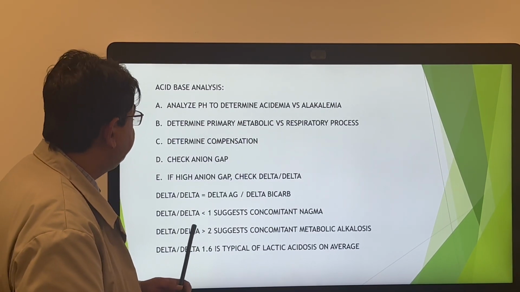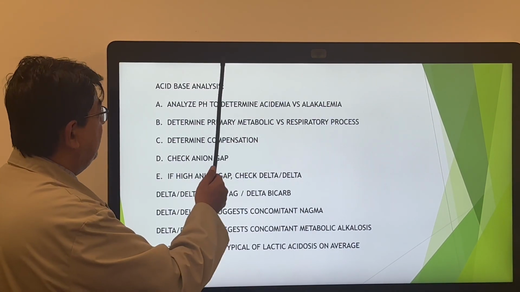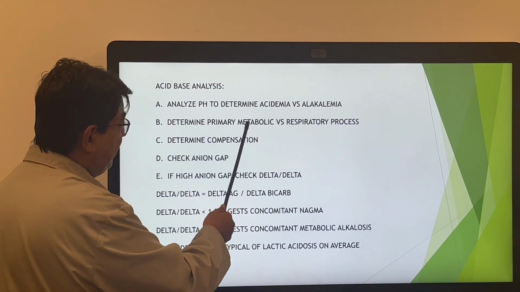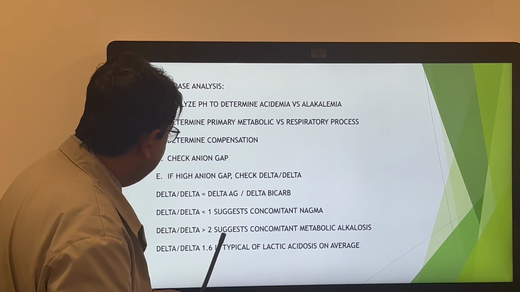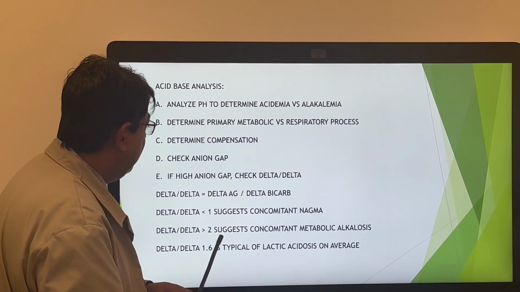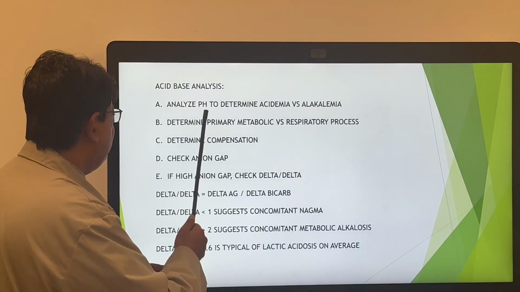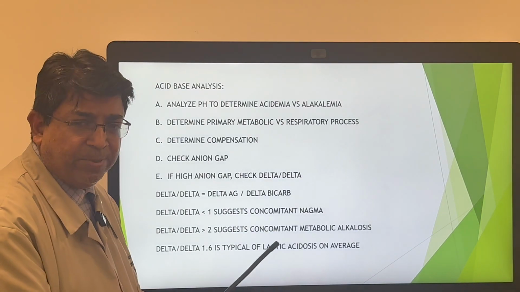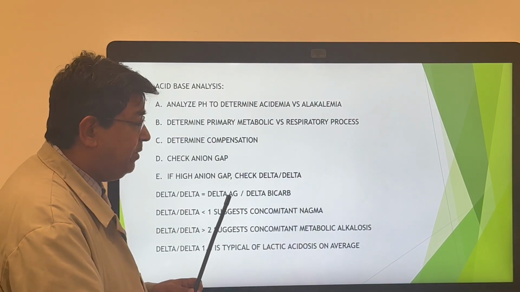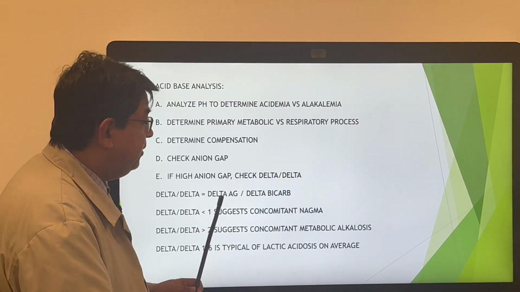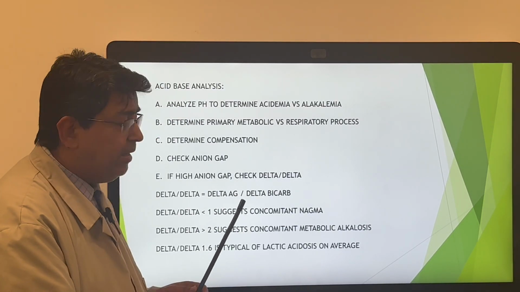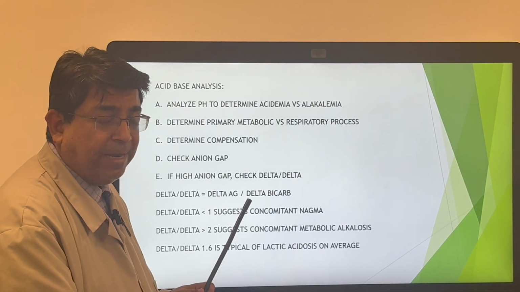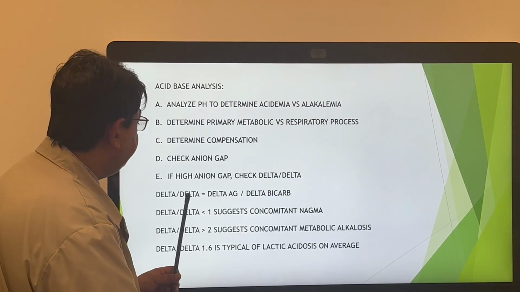Next slide. So determine acidemia versus alkalemia. Then determine is it primary metabolic versus respiratory. Determine compensation, but you're not done there. Determine the anion gap. That's the most important. They will hide the anion gap in the question, and if you don't check for the anion gap, you will not detect that there is a high anion gap metabolic acidosis.